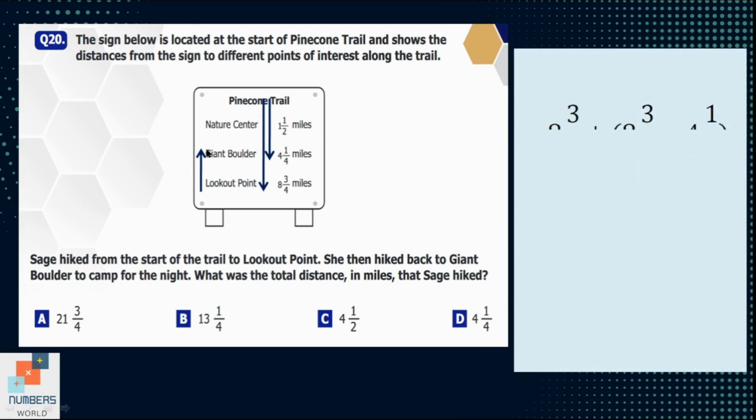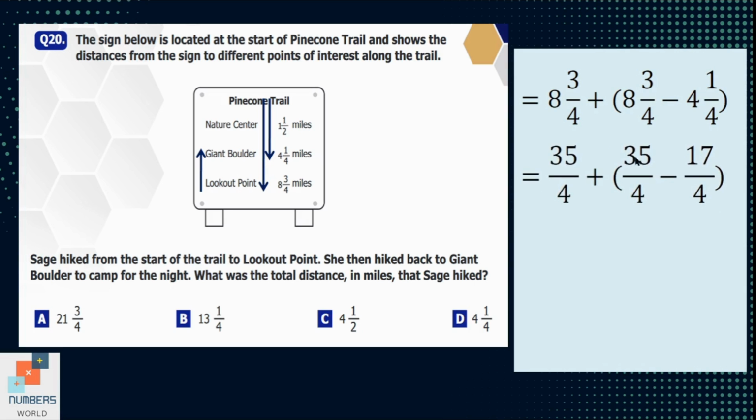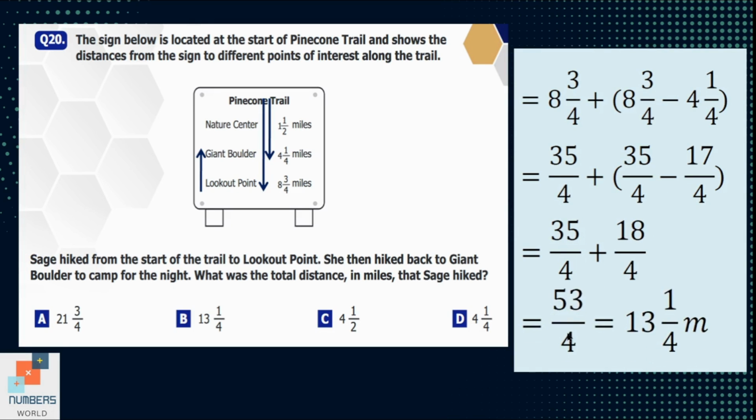We will make our equation like this. 8 whole 3 by 4, this is the distance which she covered in the start. And the distance from Lookout Point to Giant Boulder is 8 whole 3 by 4 minus 4 whole 1 by 4. We are going to change these mixed numbers into improper fractions first. We will multiply 8 fours are 32. 32 plus 3 is equal to 35. The fraction is 35 by 4. Similarly, we will change the other mixed numbers into fractions. Then we will solve the fractions written in the bracket first. We will add 35 by 4 and 18 by 4. The total is 53 over 4. After dividing 53 by 4, we will get 13 wholes 1 by 4 miles.